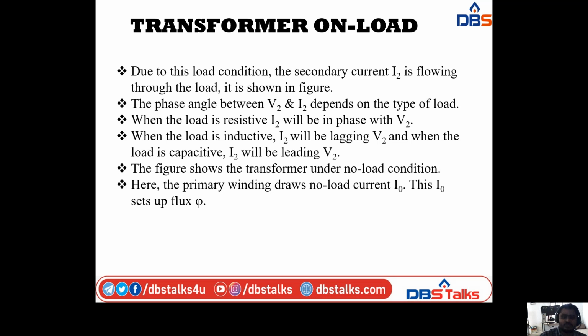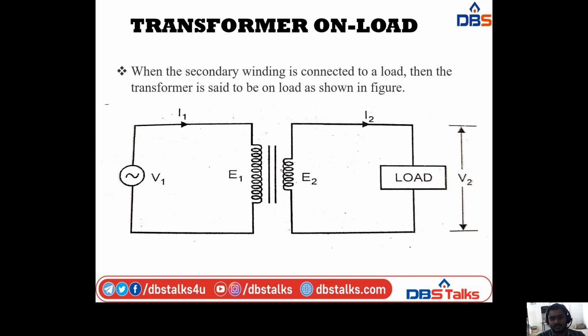Next, due to this load condition, the secondary current I2 flows through the load. Here the secondary winding is connected to the load, which means the secondary current I2 flows through the load. It is already shown in the diagram. So the current I2 flows through the load.